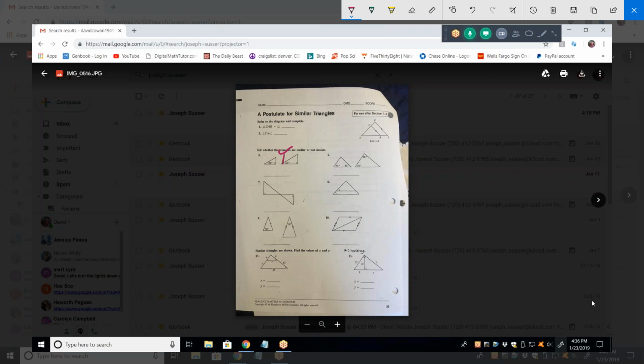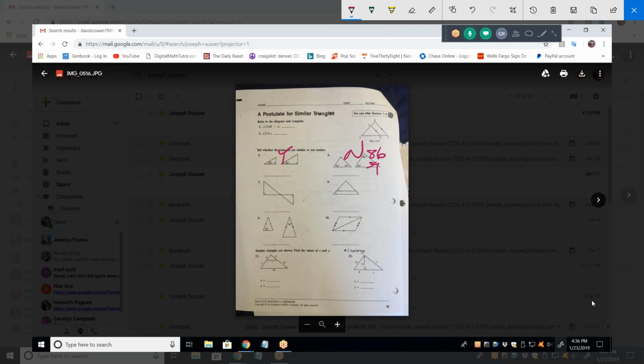This is 55. What are these measurements here? 55 and 40 on the first triangle. And then 55 and 86 on the next triangle. Which makes this other angle what? 39. Are they similar? No.